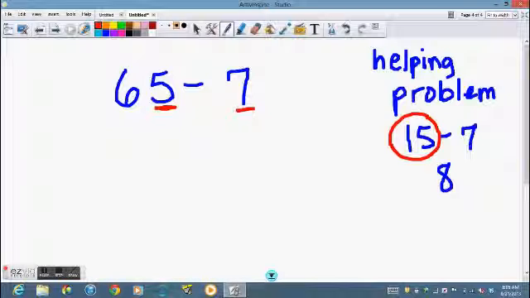And then remember now, your tens digit is going to be reduced by 1. So instead of a 6, it's going to become a 5. So my answer is 58. Okay? Let's try one more.